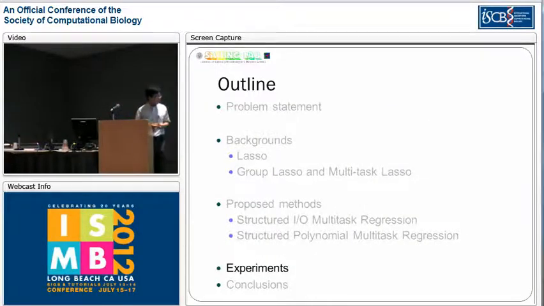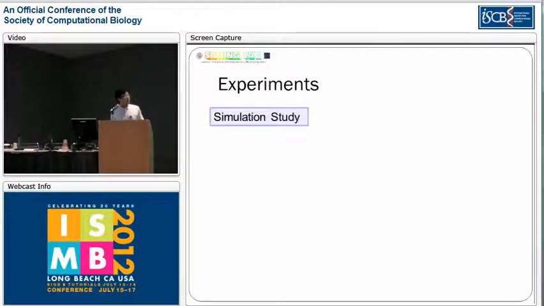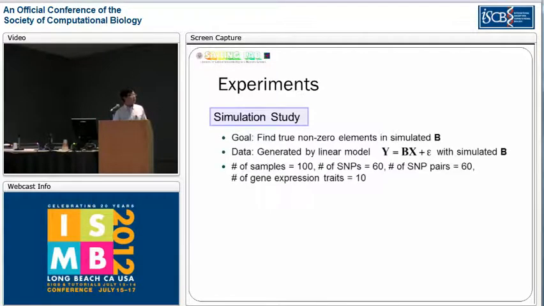Now let me move on to the experiments. First, we perform the simulation to see if our model can use both grouping information on SNPs and genes. In our simulation, the goal is to find true non-zero elements in the simulated known matrix B, and the data was generated by a linear model with the simulated matrix B. The details of the conditions are shown in our paper.